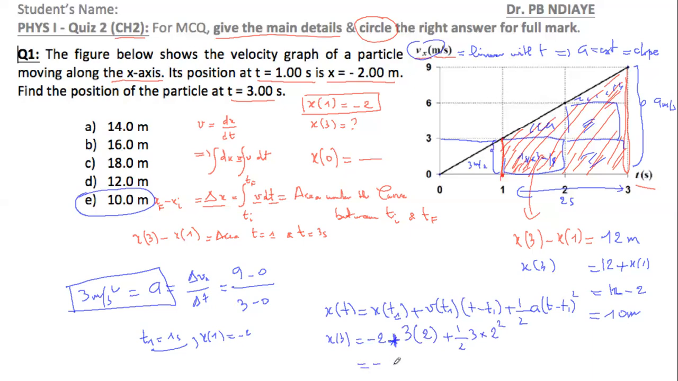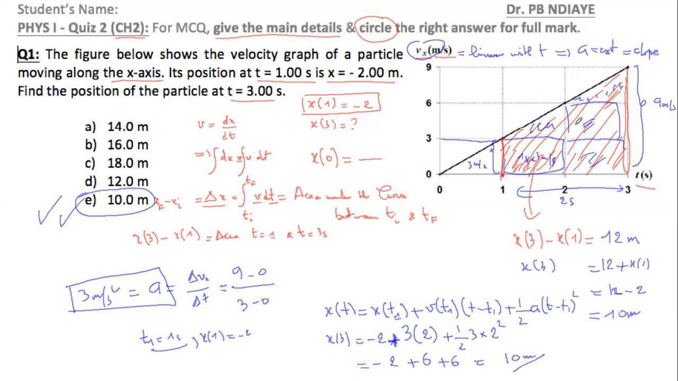This gives me minus 2 plus 6 plus 6, and this gives you, of course, 10 meters. So the final answer is, of course, 10 meters. I think only one or two students used this constant acceleration equation. Most of you used the area under the curve.